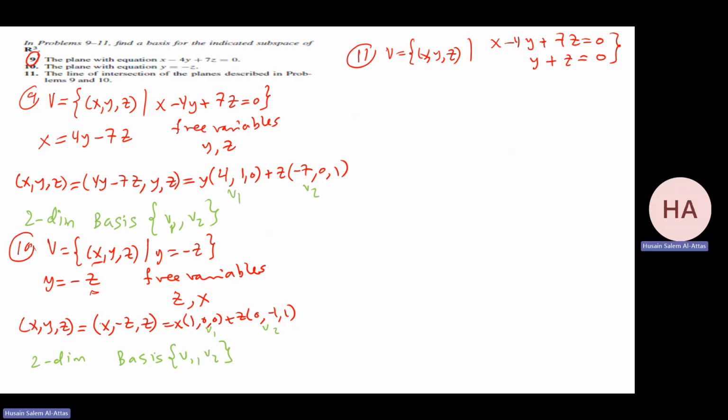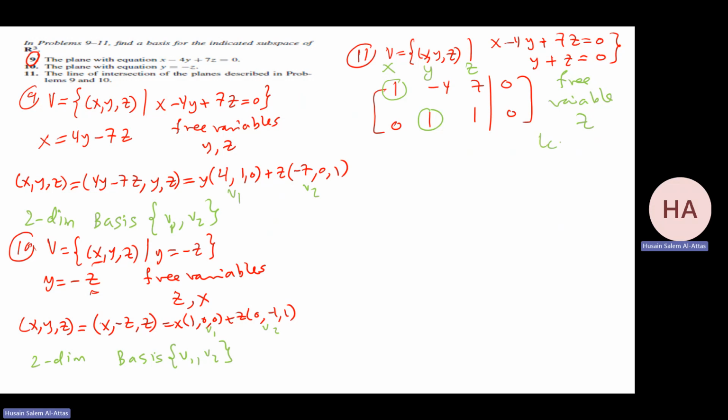Which I can do using the echelon form. This is 1, minus 4, 7, 0, 0, 1, 1, 0. It's ready now. So I have the free variables. This is X, this is Y, this is Z. So I can write the free variable is Z only.